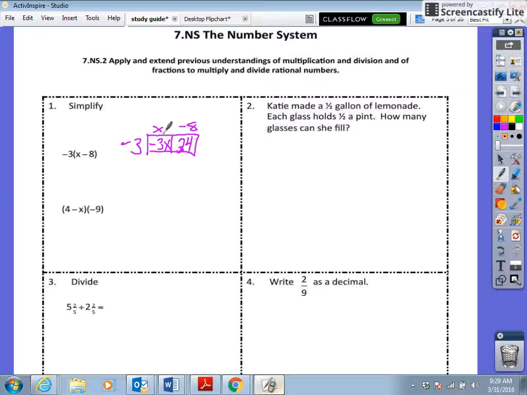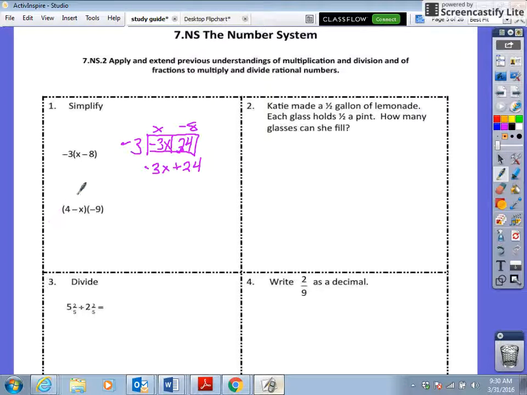So then you have to take it out of the box. You can't just leave it this way. So you have to take it out, so -3x. And since this is positive 24, it is plus 24. That has been simplified. You cannot put -3x and 24 together because they are different terms. One is a variable term and one is a constant term.